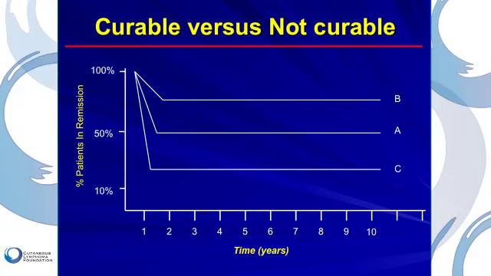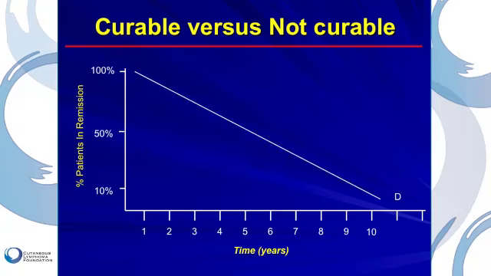So I want to point out that lymphomas A, B, and C here are all curable, but the cure rate is different. So we're going to call lymphoma B highly curable. Lymphoma A is going to be curable in about half of the patients, and lymphoma C is still curable, but in a small minority of the cases.